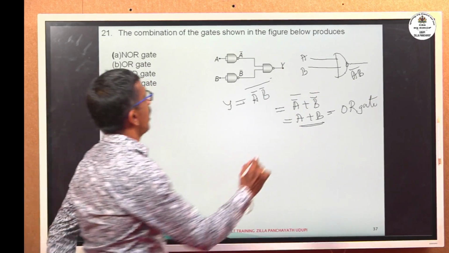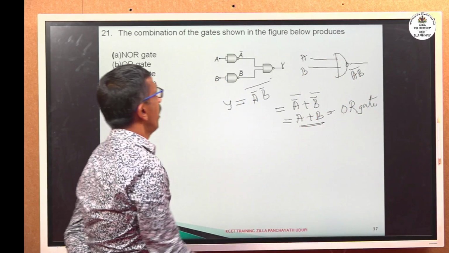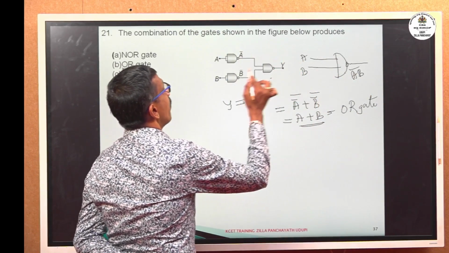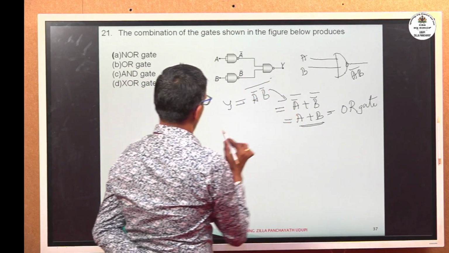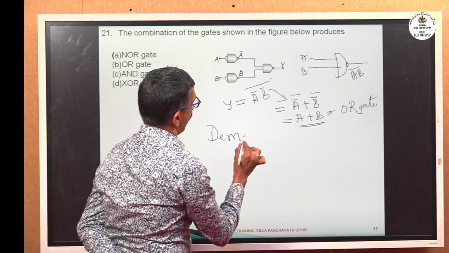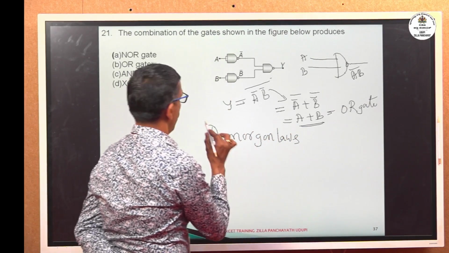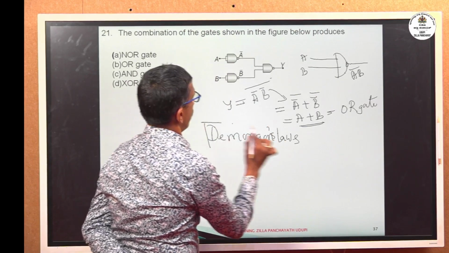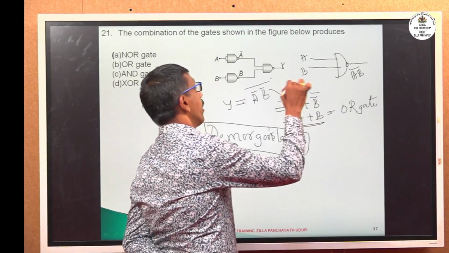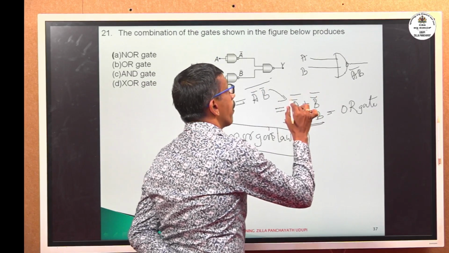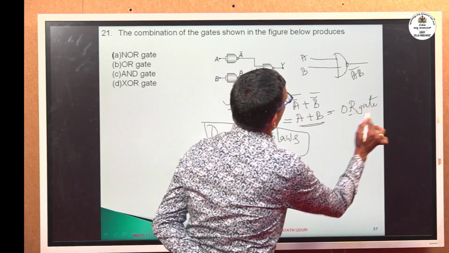Once again I repeat, see here, if A and B are the inputs of the NAND gate, the output is AB bar. Here, instead of A we have A bar, instead of B we have B bar. Y is equal to A bar, B bar complement. This is written using De Morgan's law. A bar, B bar complement is nothing but A bar bar plus B bar bar. Complement of complement is the same. So A plus B, which is the output of the OR gate.